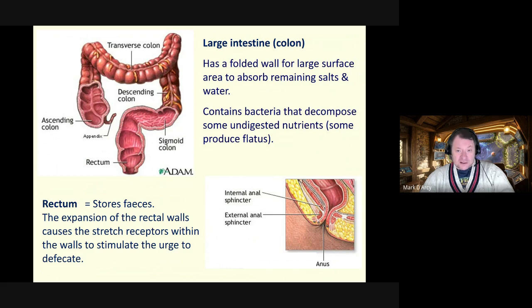The large intestine, the colon, has a folded wall for large surface area to absorb remaining salts and water, basically to dry out the poop. It also contains lots of bacteria, many different strains of bacteria, and most of them perform very useful functions. They produce vitamins like vitamin K. They help to digest fiber to extract vital, essential nutrients. The more of the good bacteria you have, the healthier your gut is and the healthier you are.